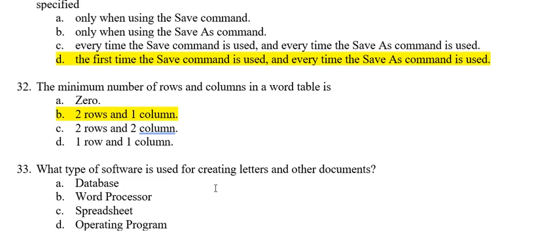33. What type of software is used for creating letters and other documents? When you want to write a letter, where would you go? Would you go to a database? No. A database is used to create records, like a list of voters. A spreadsheet we use for budgets and payroll. We go to word processing. So the answer is word processing, to write the letter.